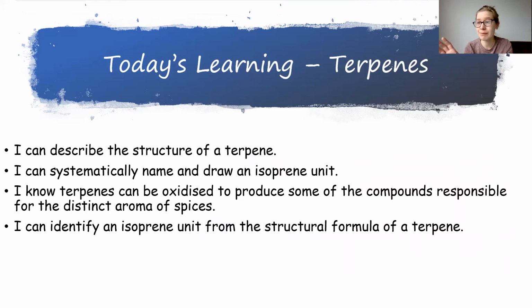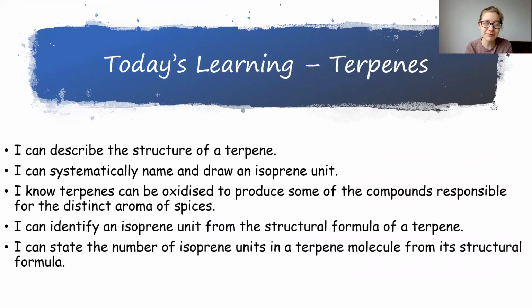So if you were shown a terpene, you should be able to say, oh, there's one isoprene unit, there's another, by counting the carbons. Remember, there's 5 carbons per isoprene unit. I can state the number of isoprene units in a terpene molecule from its structural formula. So again, if you were shown, like in that beta-carotene example, you'd be able to count along and say, well, that beta-carotene is made from 8 isoprene units. Okay, that is the learning for today.